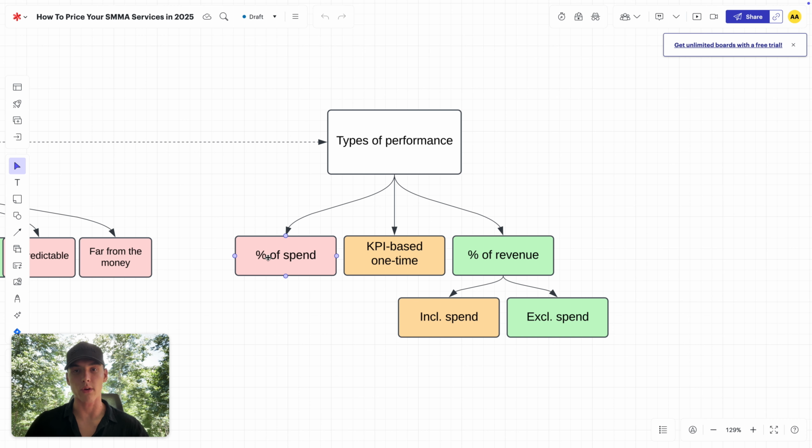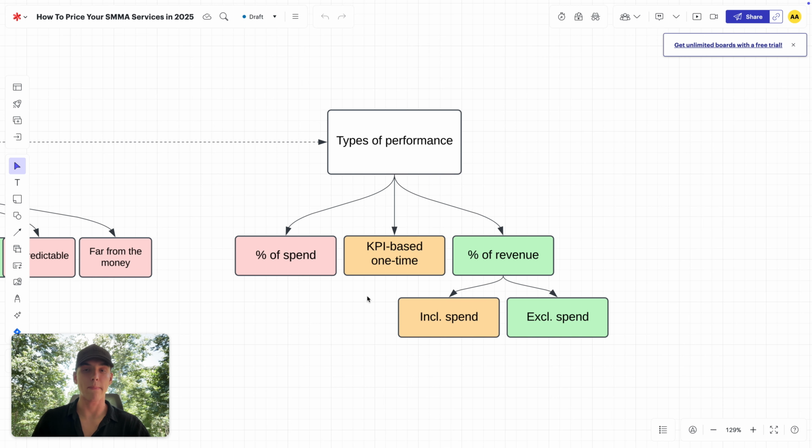wrong thing for the client. It incentivizes you to increase the spend, which is not usually what is the best course of action to deliver better results for your clients. So you are working towards 2 different goals. It creates a lot of animosity and just hurt feelings. So I don't like percentage of spend.